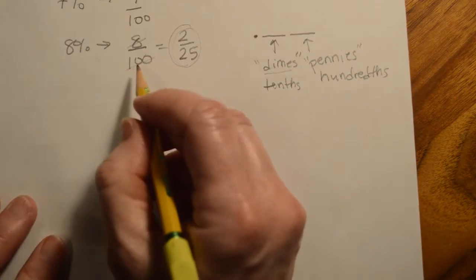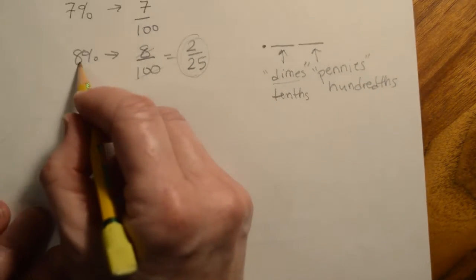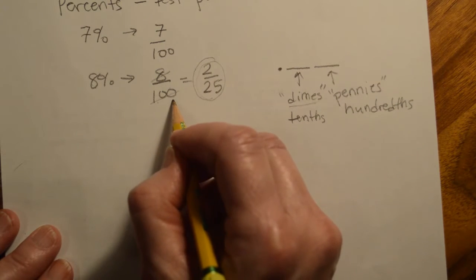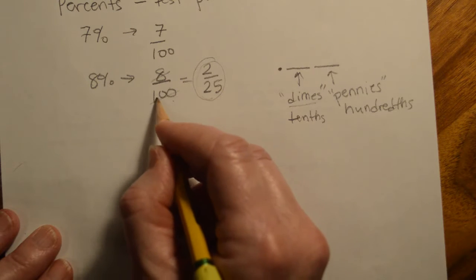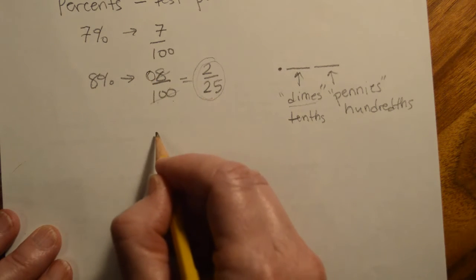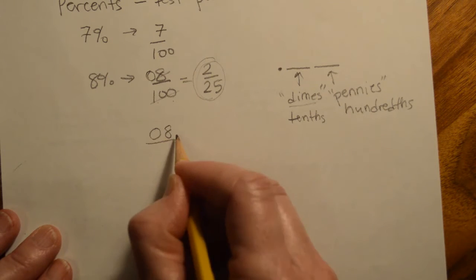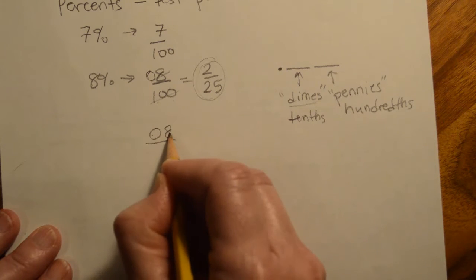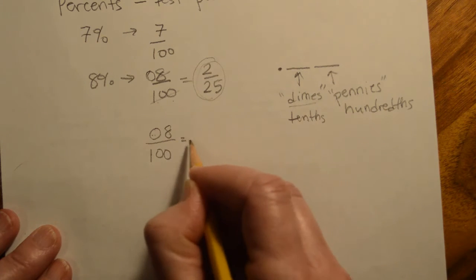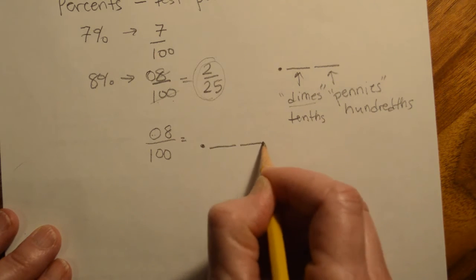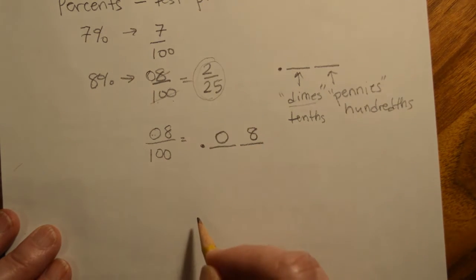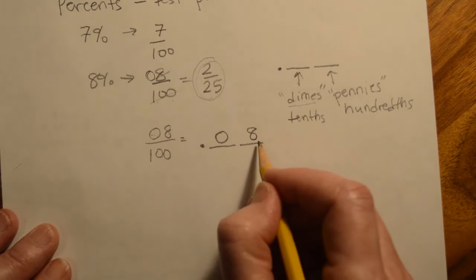So if we're talking about 8%, and it's the same as 8 hundredths, that means it's 8 hundredths and no tenths. This is really the same as 0.8 over 100. It's 8 ones and 0 tens, so this becomes the same thing, and as we write it in a decimal, this is 8 hundredths and no tenths. So we could write it like that.